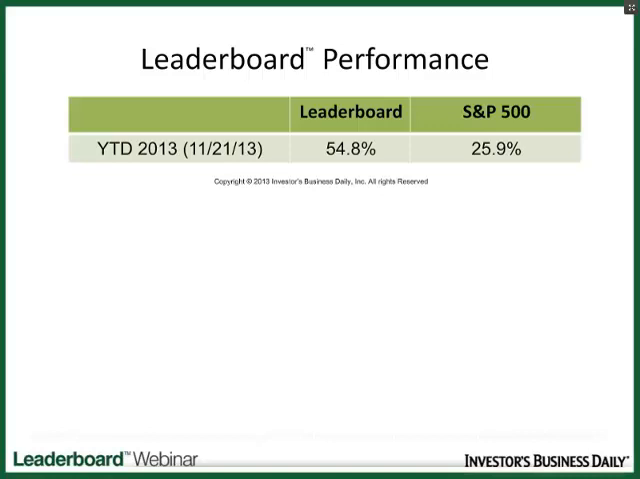It should be noted that this is taking the Leaderboard names as soon as they get on the Leaderboard and keeping track of them until they come off. Right.